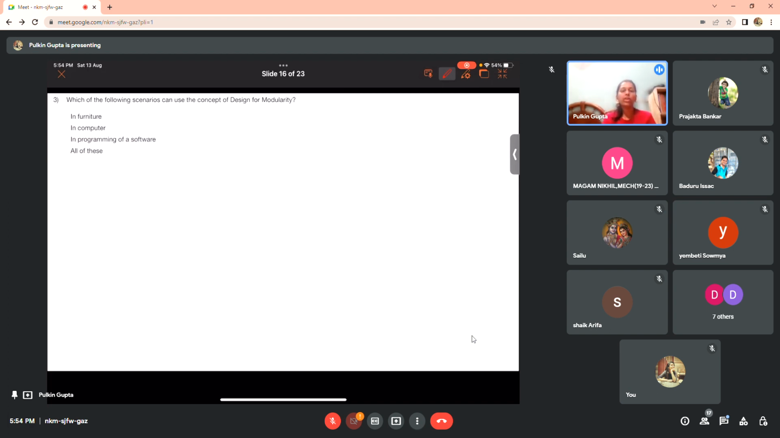Moving on to the third question, which of the following scenarios can use the concept of design for modularity? In furniture, in computer, in programming of a software, or all of these? In computer, we have been discussing. So in computer, we have this modularity concept already. We have different modules: RAM, hard disk, cooling systems, speakers, Bluetooth, displays. They are all different modules.